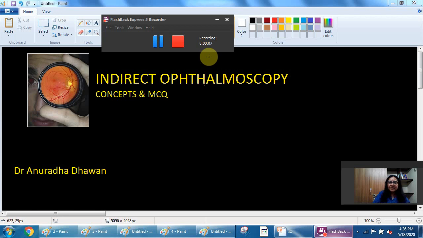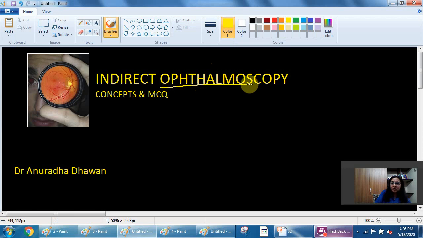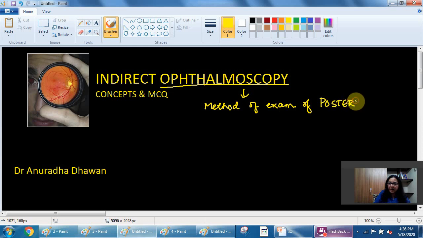Today we'll be discussing an examination method technique, indirect ophthalmoscopy. It's another topic which is important from exam point of view. So let's start. First of all, what do we mean by ophthalmoscopy? Ophthalmoscopy is a method to examine the posterior segment of the eye. Method of examination of posterior segment of the eye.